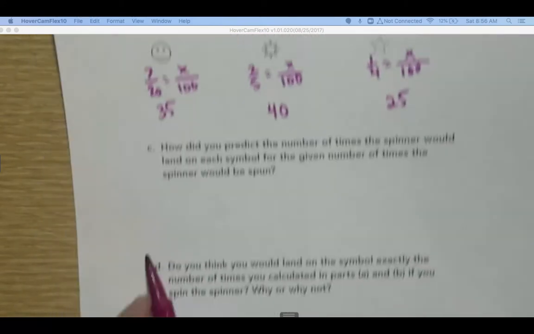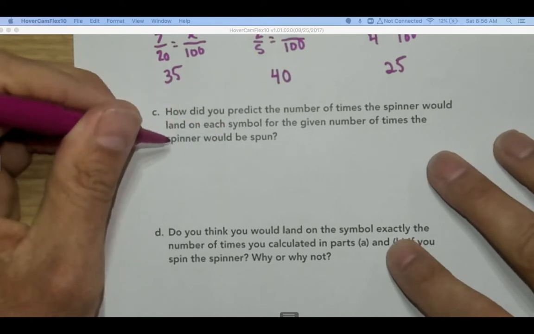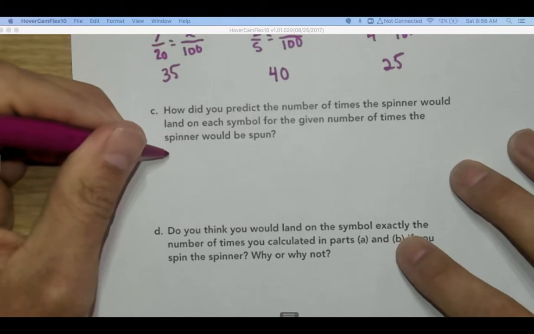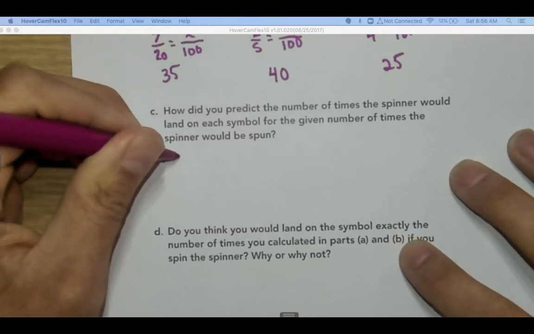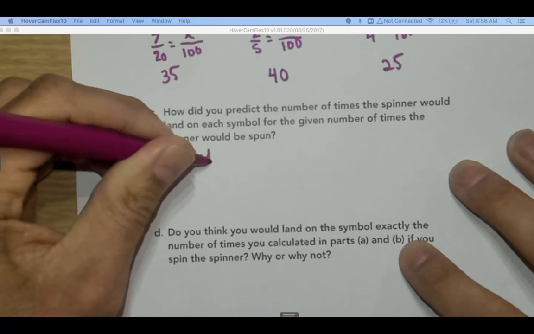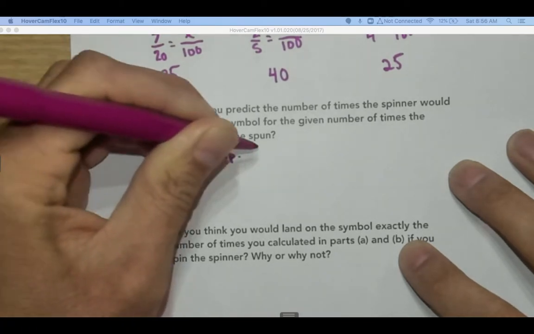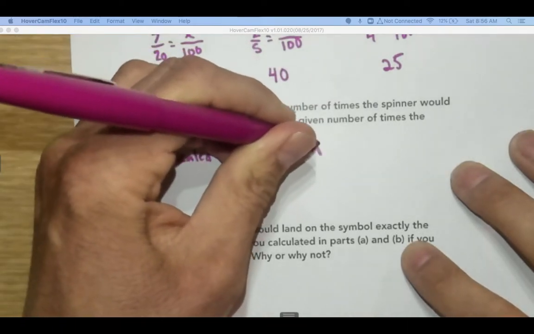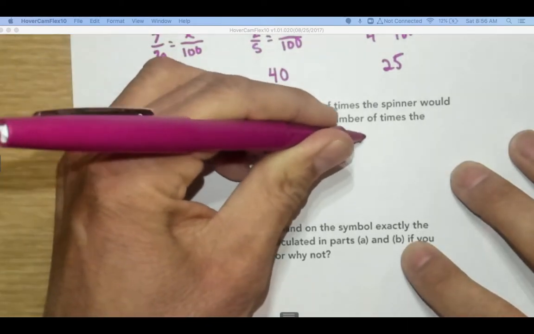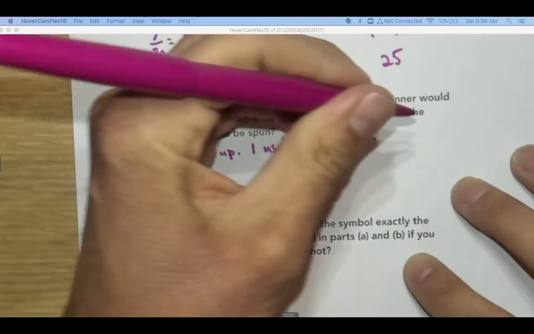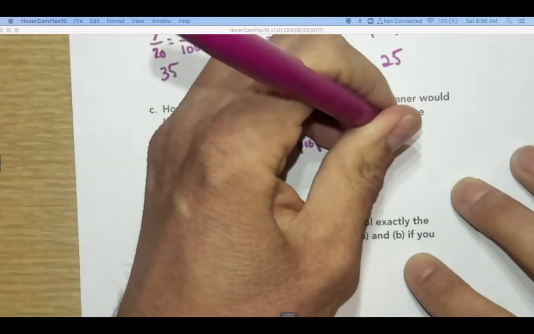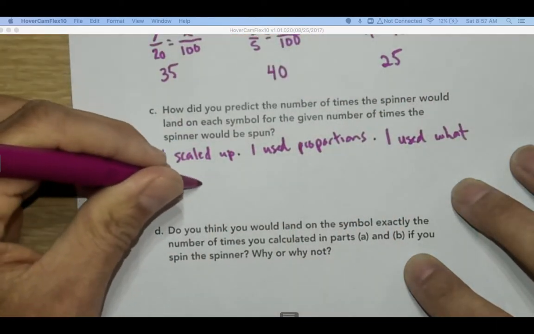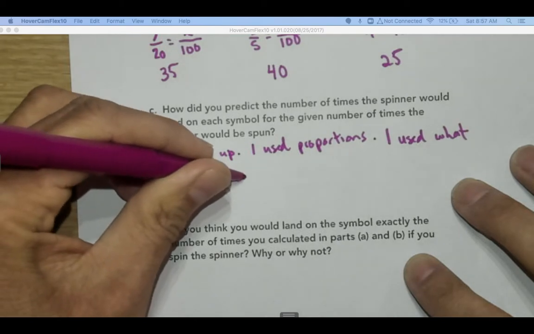C. How did you predict the number of times the spinner would land on each symbol for the given number of times the spinner would be spun? Scaled up. I used proportions. I used, because it's 100, I used what I know about percents.